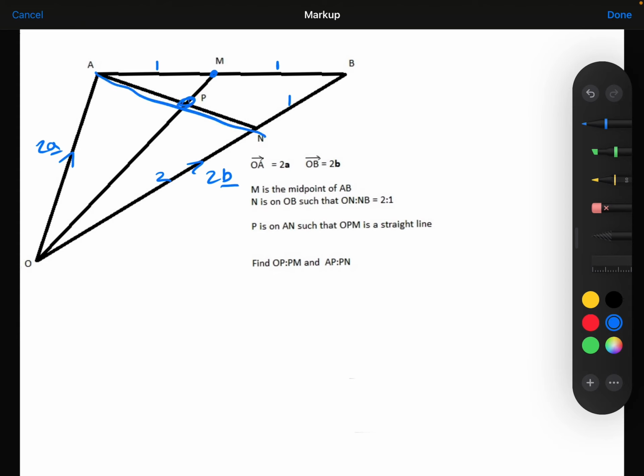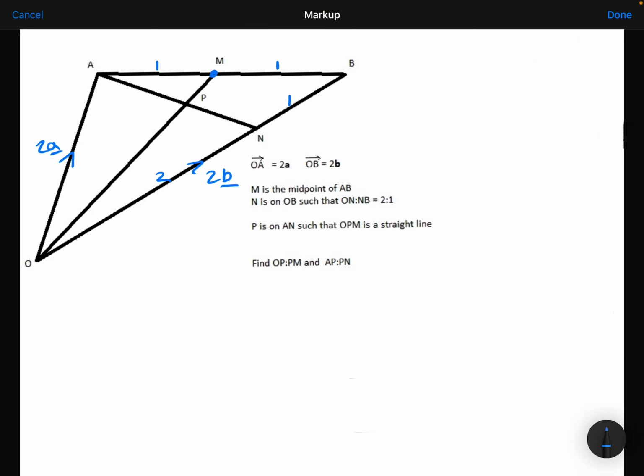We're told that P is on the line AN, so here's P on that line, such that OPM is a straight line. And we need to use all of this information to help us to find the ratio of O to P compared to P to M, and then A to P compared to P to N.